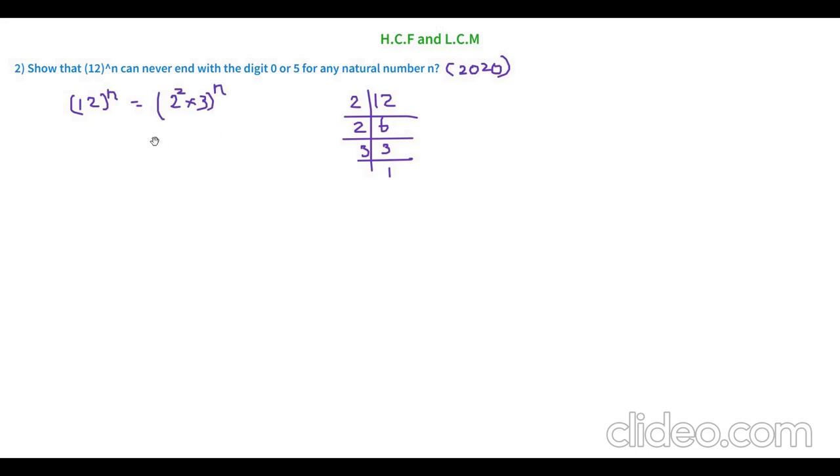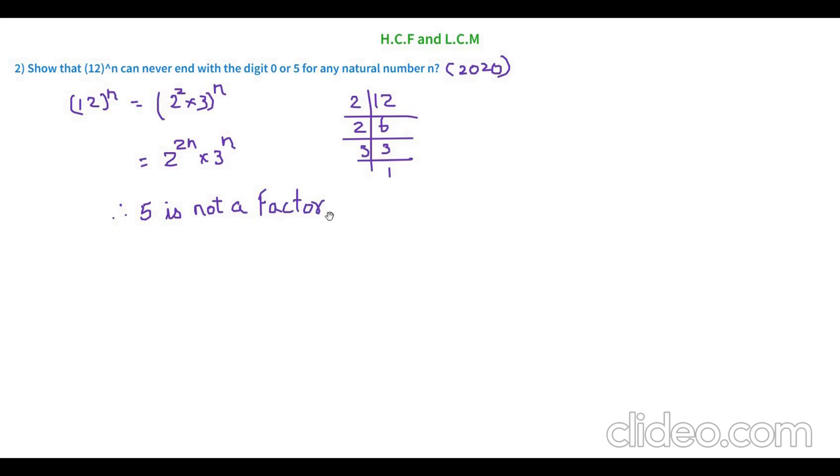As you can see here, we will remove the brackets. When we remove the brackets, we will use the exponent law. So here we can write this as 2 to the power of 2n times 3 to the power of n. The n is being multiplied with the powers of both 2 and 3. So by this we will know that 5 is not a factor. It is not a factor.